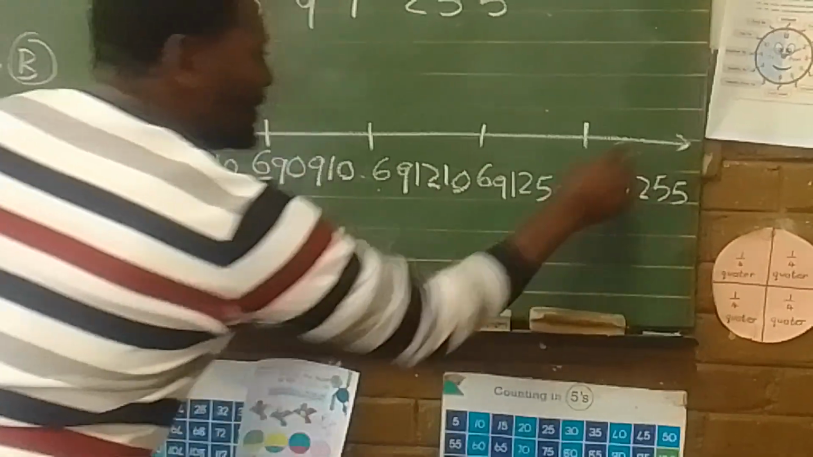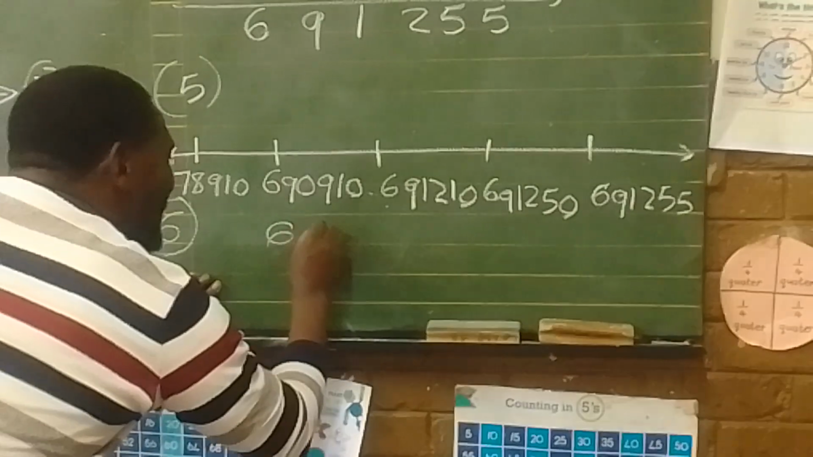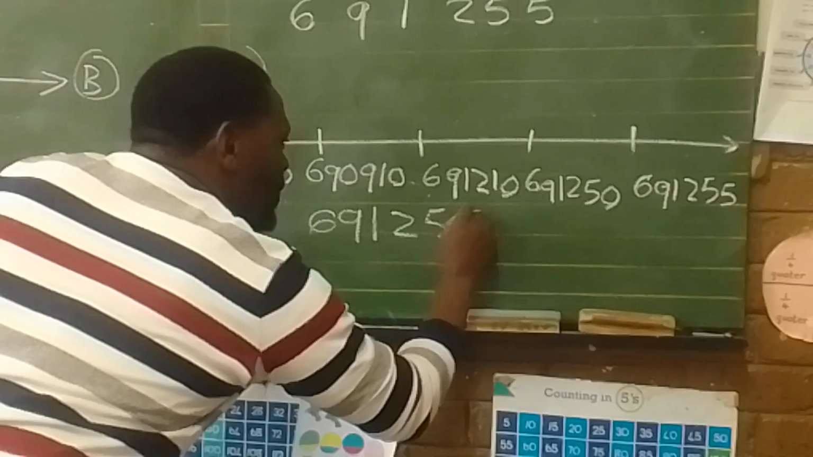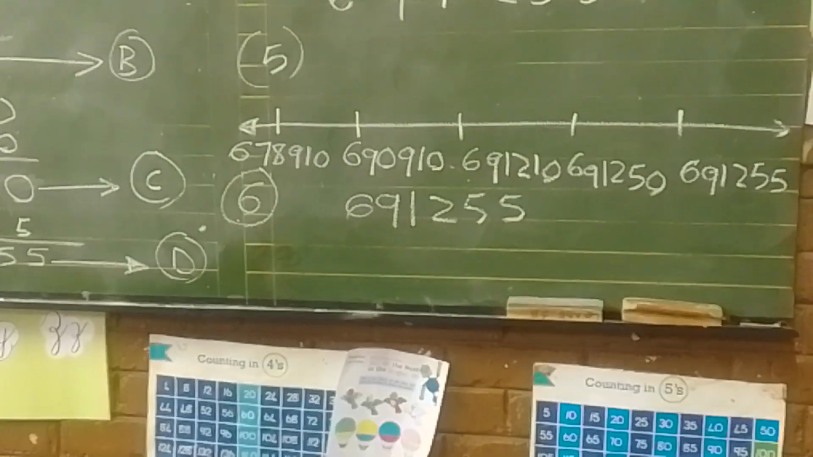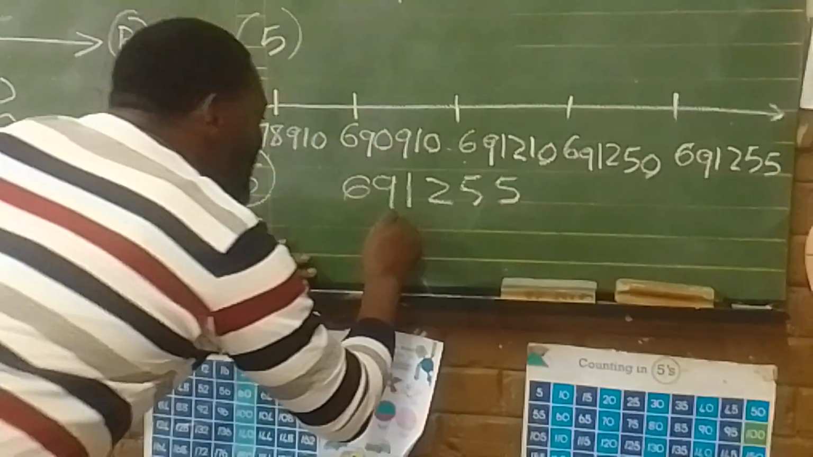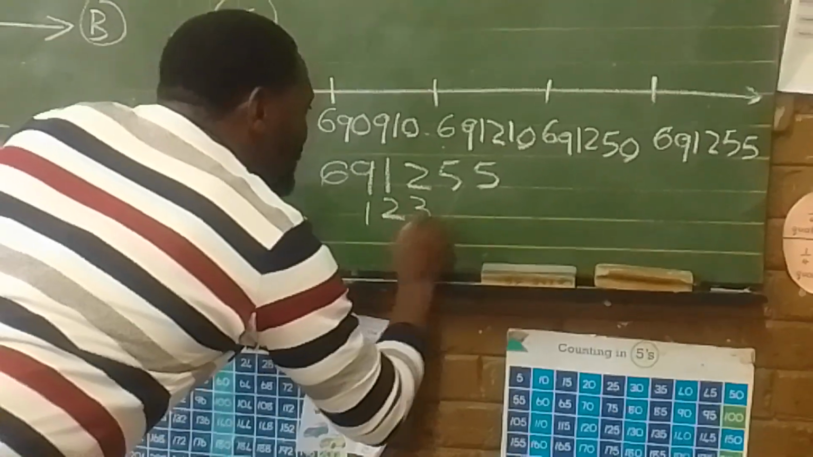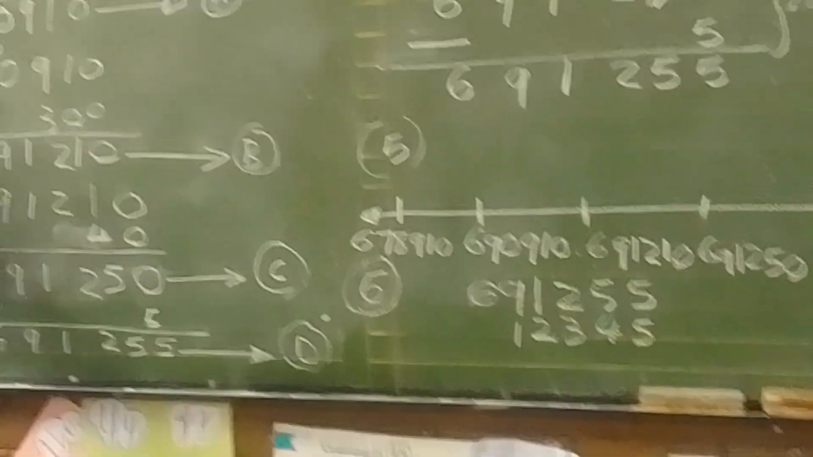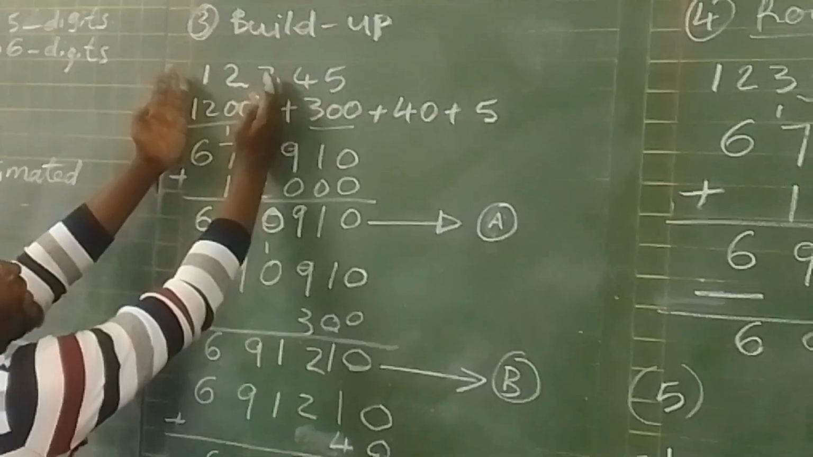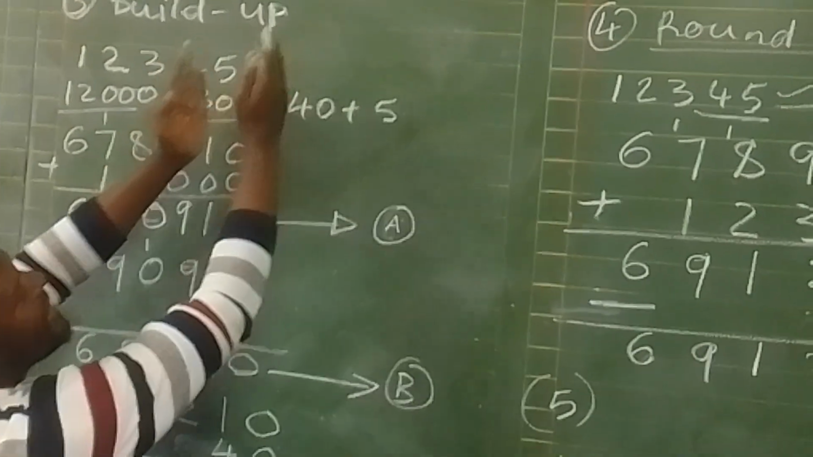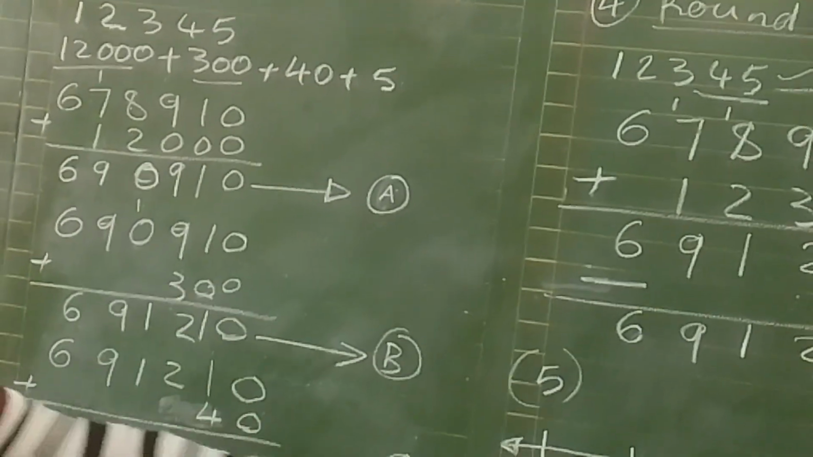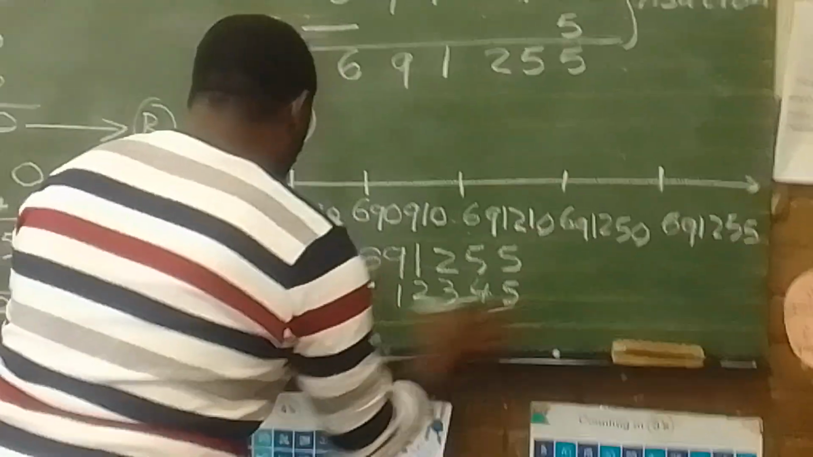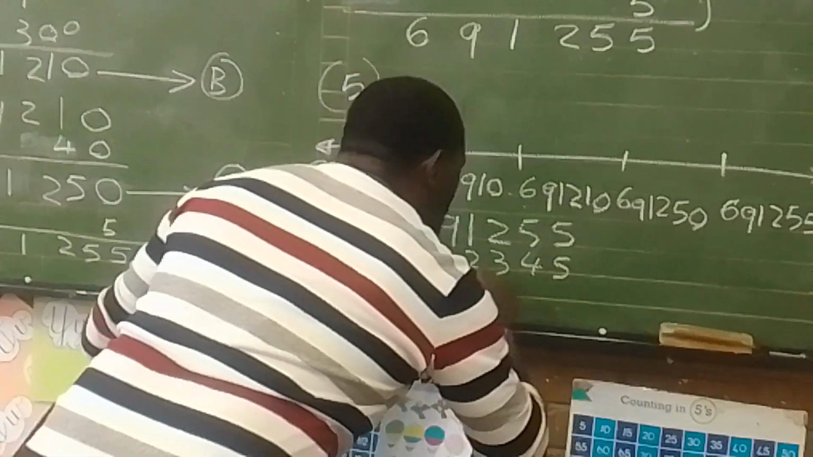You take the last number, you say 69125. Which number did you add? You have added what? 1, 2, 3, 4, 5. How did you add that number? You have added it bit by bit. 12,345. Now you subtract it. That is why they say this is the inverse operation. Now we are using the inverse operation.